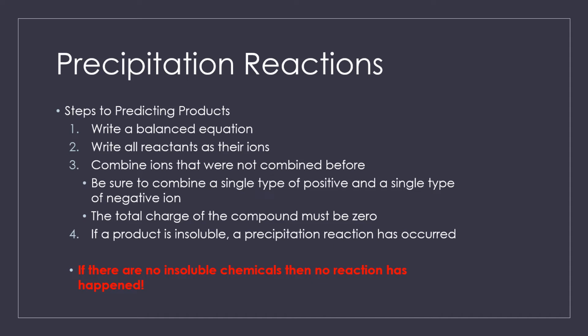Be sure to combine a single type of positive and a single type of negative ion. We are forming salts, so you have to have a cation and an anion. And you also need to double check and make sure that the charge of the compound adds up to 0. So you need to make sure you have the right formula. If a product is insoluble, a precipitation reaction has occurred. Sometimes all of your products are soluble, and that means that no reaction has happened, and that's okay.